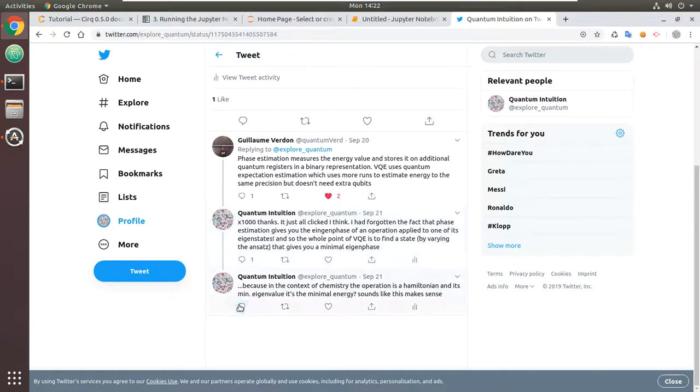What did I write? I wrote because the operation is Hamiltonian, its minimum eigenvalue is the minimum energy. Kind of sense. Yeah, I mean that's what I suspect.